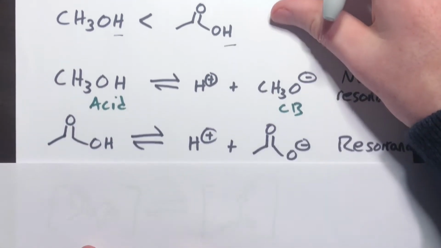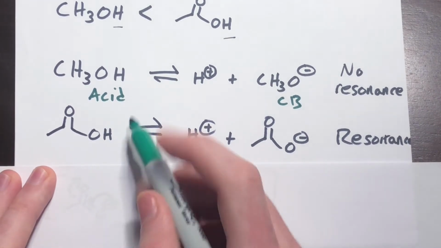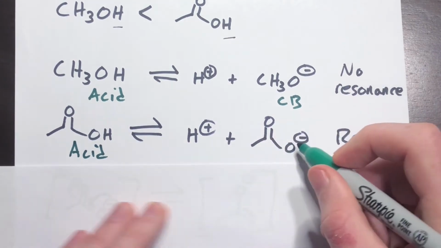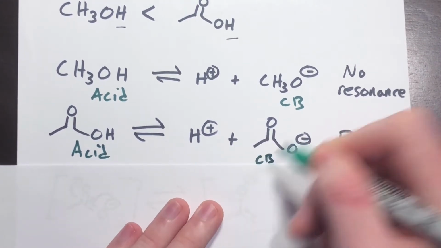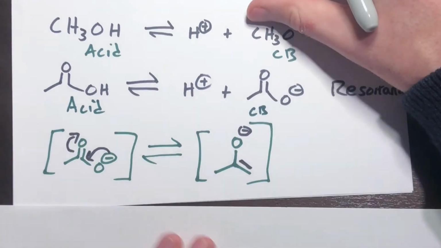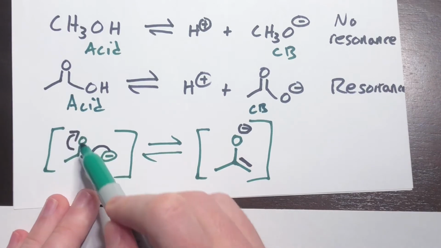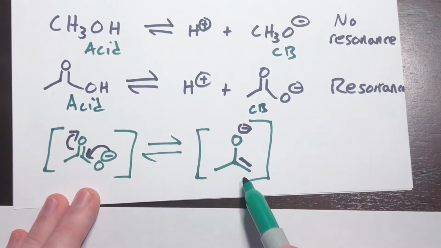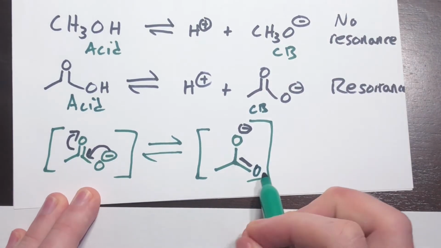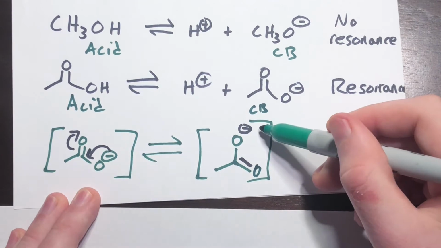However, if you look at the acetic acid, which is our other option, if you do the same thing and donate this proton, so this is an acid, here's our donated proton, this is our conjugate base, and now this molecule has resonance. As we've seen before in the previous videos, this negative charge can be delocalized up into the oxygen here, creating this oxygen-carbon double bond here, and moving the negative charge from this oxygen to this oxygen.